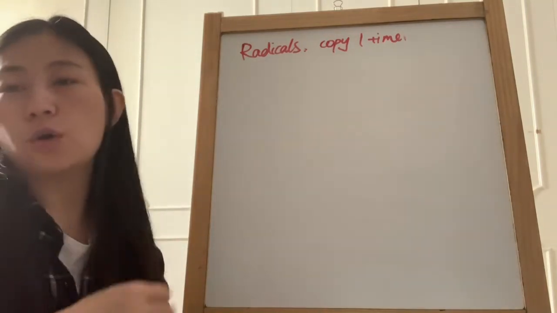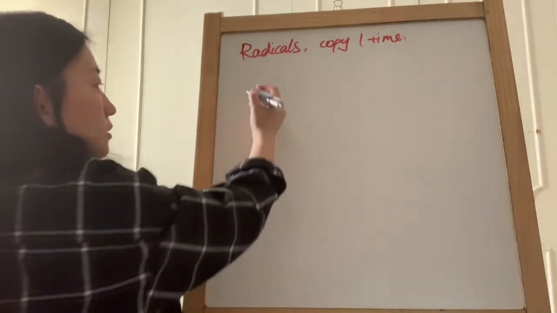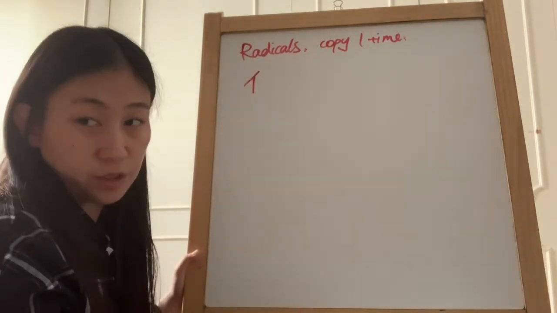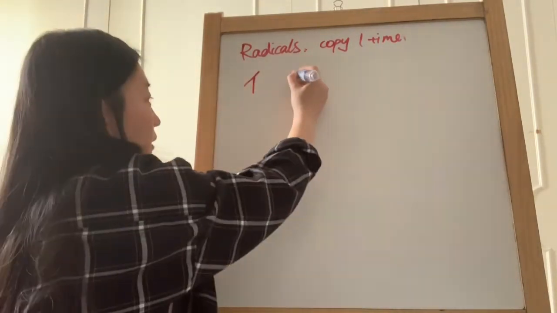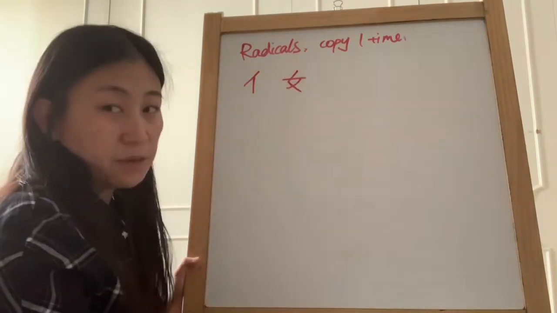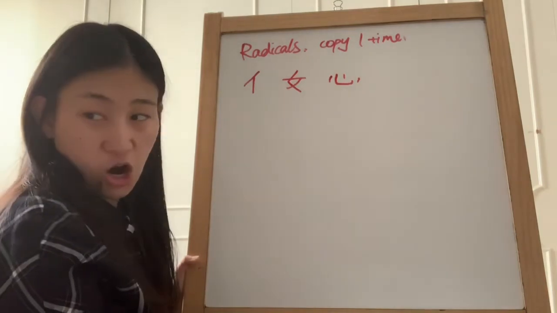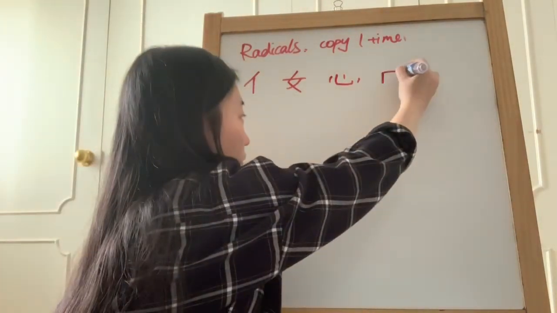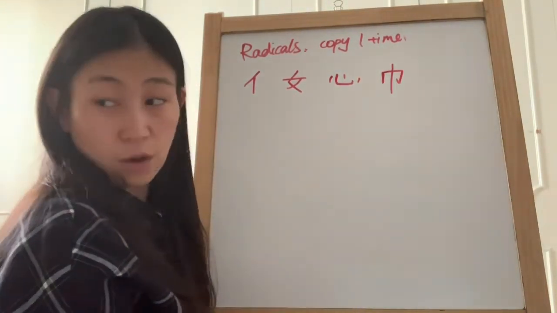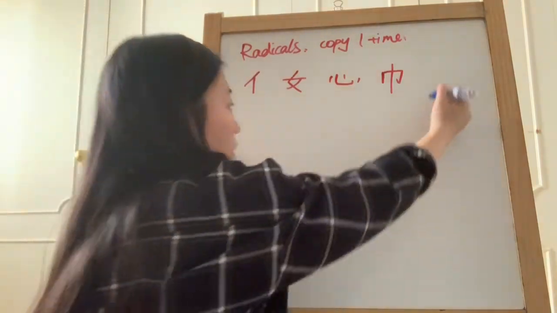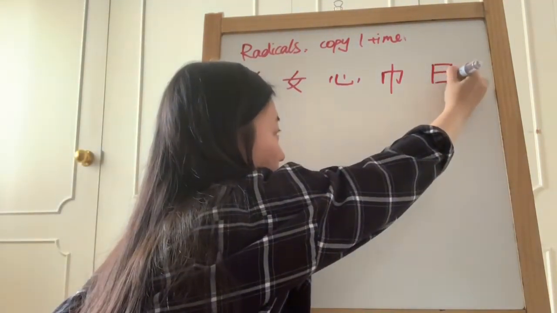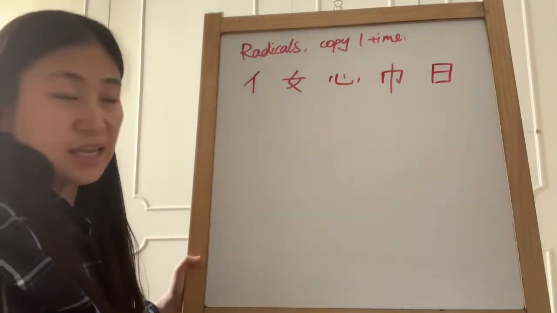Okay? So remember the standing person, right? Female. Heart. Towel. And sun. Okay? And the second group, speech.